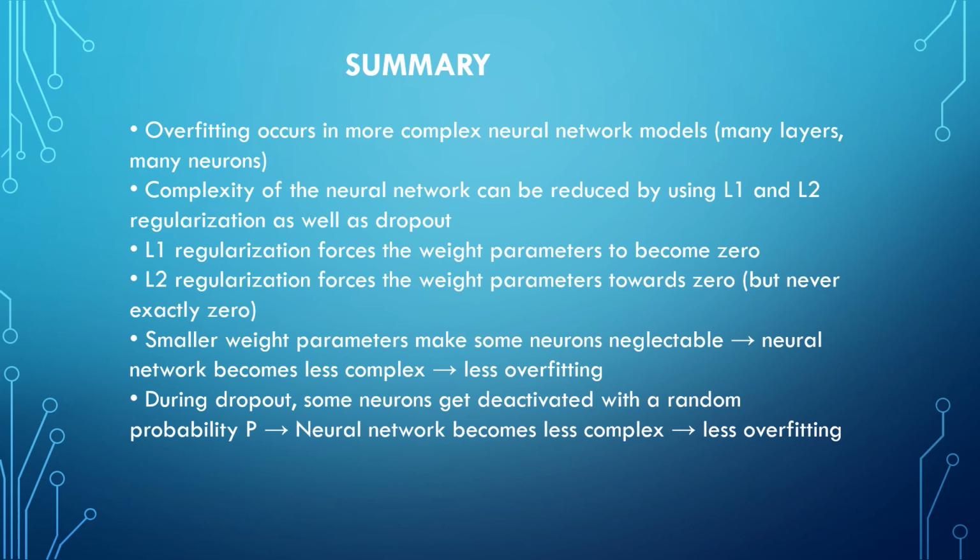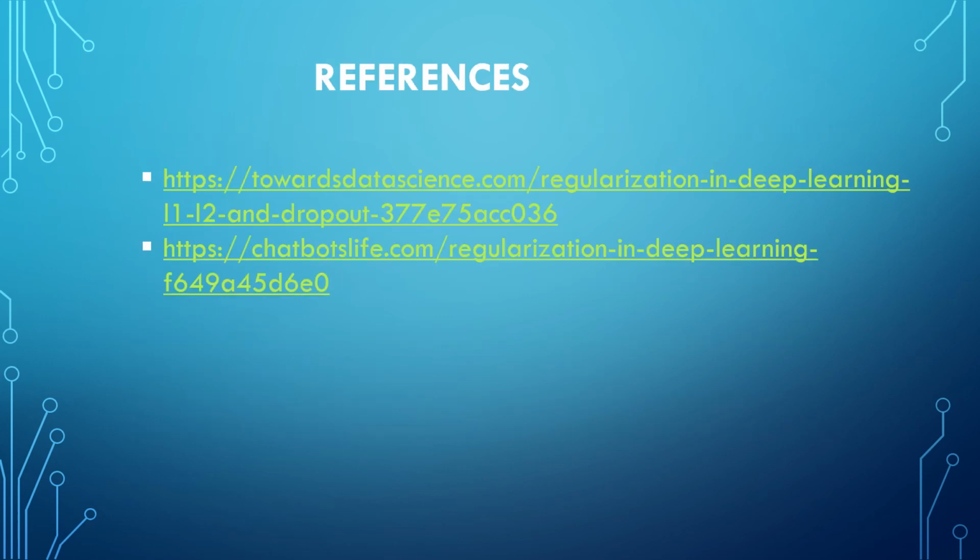L1 regularization forces the weight parameters to become zero, and L2 regularization forces the weight parameters towards zero, but never exactly zero. It just forces the parameters towards zero only, and the smaller weight parameters make the neurons negligible. It implies the neural network becomes less complex and less overfitting. And in dropout regularization, some neurons get deactivated with a random probability p, and the neural network becomes less complex and less overfitting. And that is all about my topic.